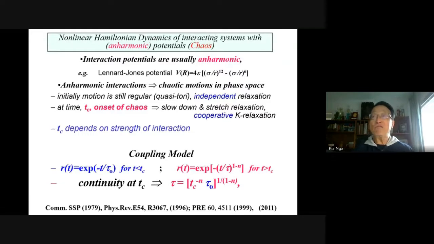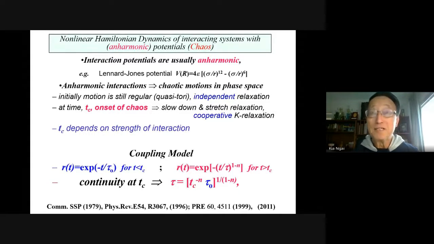But now we are not dealing with phase space, we're dealing with relaxation. Relaxation means that the initial motion is still regular. You can see that from many of these pictures, showing the actual data, that there's a cutoff time called tc, which is the onset of chaos, because chaos doesn't come in right away. It depends on the potential, the strength of the potential.